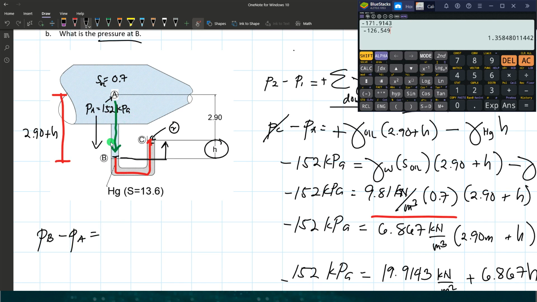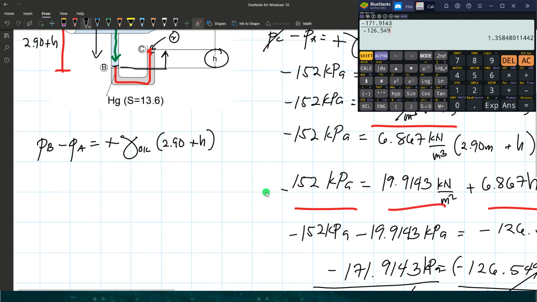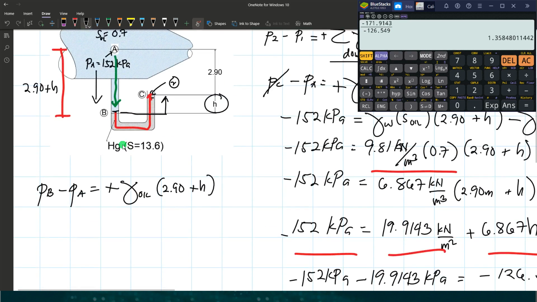Since we have just one fluid that is concerned here, that is oil only up to point P, we only have one, that is the positive product of unit weight of oil times H. Okay, the height there is 2.9 plus H, because that's the interface, or the height from point A to point B. So that's all contained with oil from point A to point B. So pressure at point A is given, point B unknown.